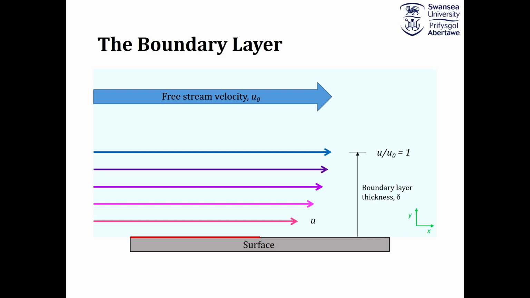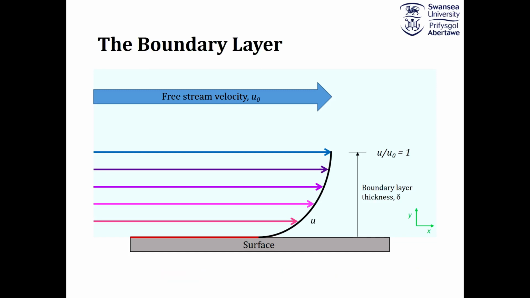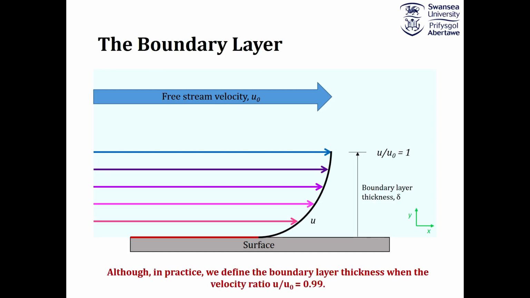And the velocity profile, if you plot it, forms this parabolic profile, and that's the common parabolic velocity profile that you get within the boundary layer. Although in theory when u over u0 equals 1, that's the edge of our boundary layer, in practice it's very difficult to measure that exactly. So when we're doing this in practice, we tend to take the velocity ratio as 0.99, otherwise it's very difficult to measure that exact point where the boundary layer meets the free stream velocity.